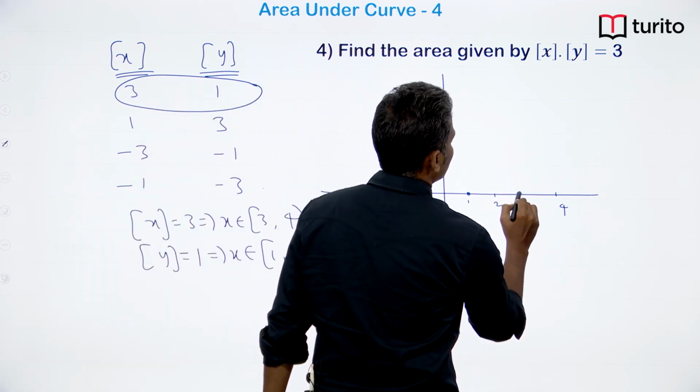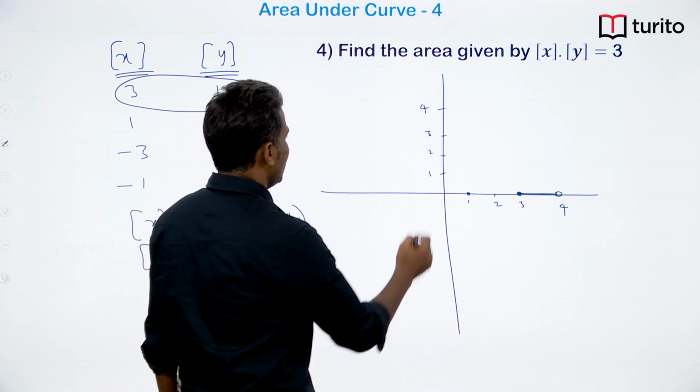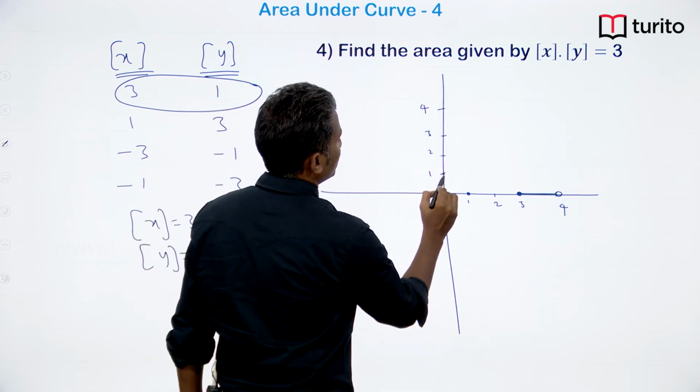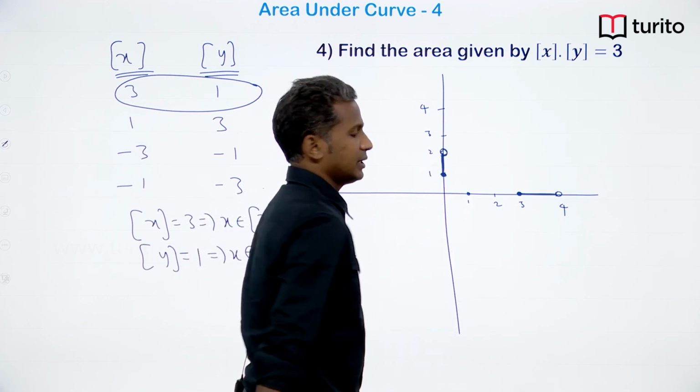So, it could be equal to 3, it cannot be equal to 4. So, I am keeping a hole on 4. Similarly, here it must be between 1 and 2. It could be equal to 1, but it cannot be equal to 2. So, I will put a hole here.